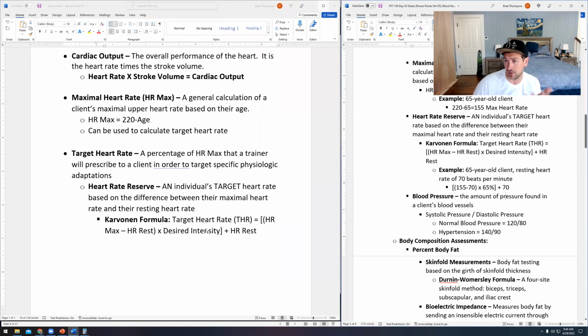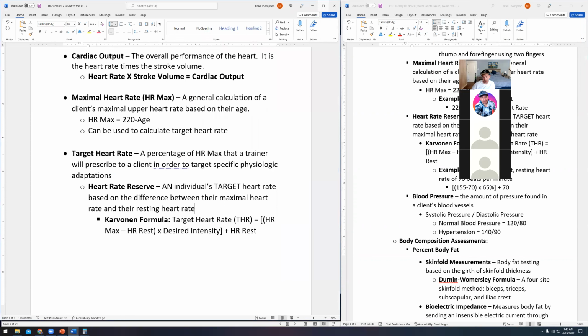You don't need to know how to do this math, but you do need to know, because they'll ask you, either, and this is what's kind of frustrating, because I don't know which one they're going to call it on your test. They switch it frequently. They don't have any consistency here, but they're either going to ask you, they'll say, blank is an individual's target heart rate based on the difference between their max heart rate and their resting heart rate. So you might get a question like that. Blank is, and then they'll give you the definition. So you need to know the definition.